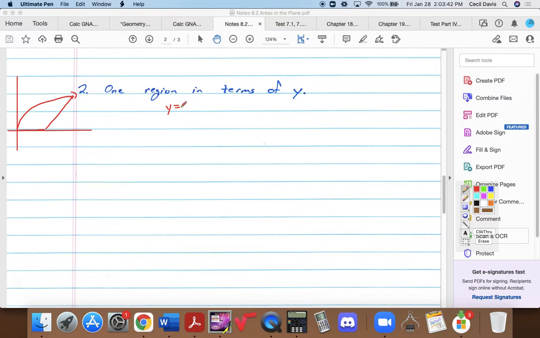So if I have y is equal to the square root of x, squaring both sides, that means x is equal to y squared. And my line, what was the equation of the line? Y equals what? X minus 2. So that means x equals y plus 2.